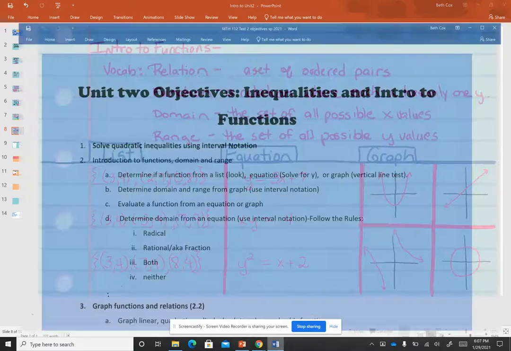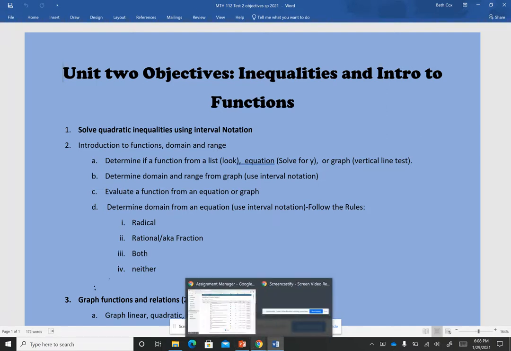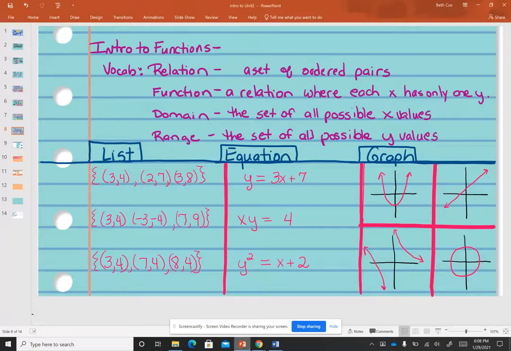Before we jump in, don't forget to look at your objective sheet. Now I'm going to go through part 2, A, B, and C. And then you find another set of videos on D. Okay, so let's get started on this. 2A, B, C, and D, introduction. All right, back to our PowerPoint.